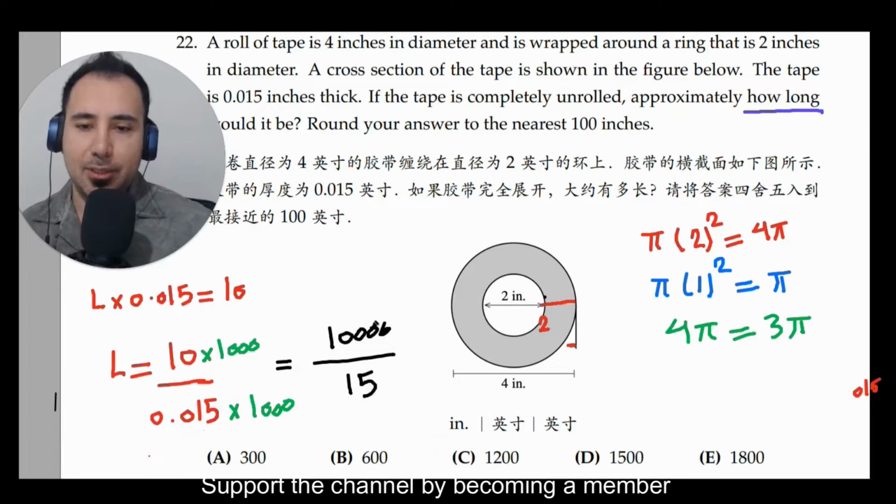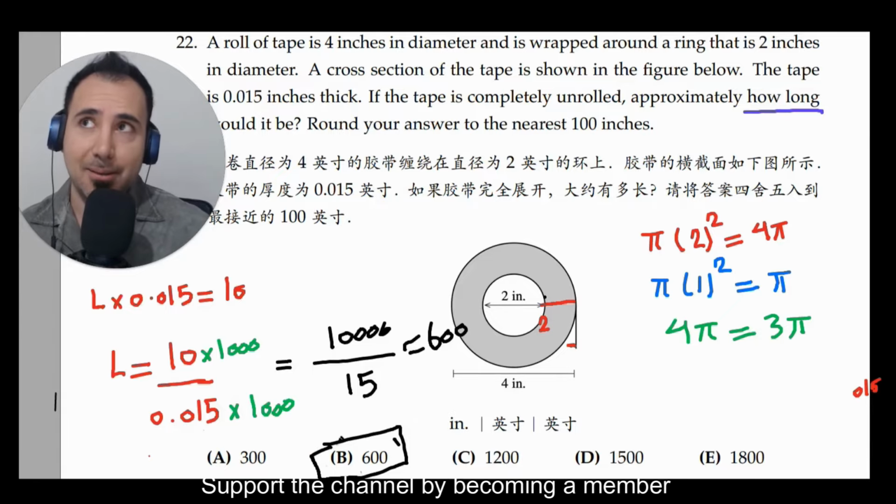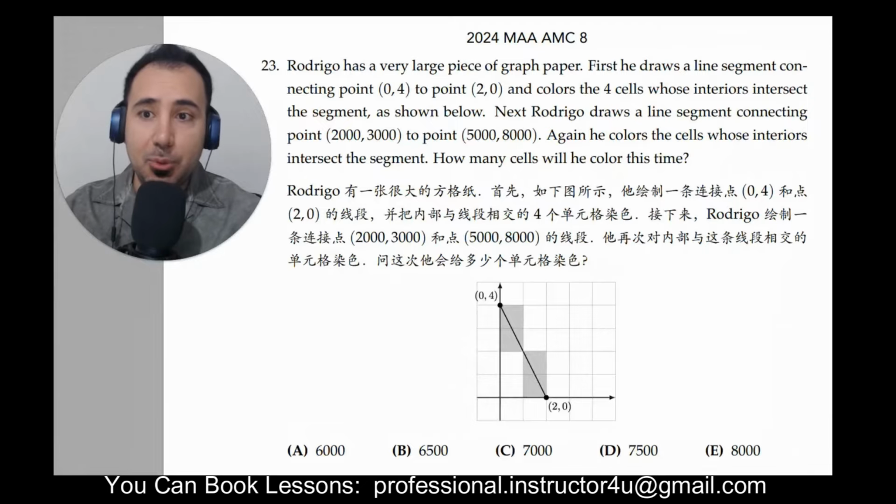So what is 10,000 divided by 15 approximately? The closest value to it will be 600. So the answer to the problem is 600. So this one, I would say it's mostly about problem solving and how you could really understand what's going on. The rest, finding the area and doing this division, is not really that difficult. Problem 23 could potentially take a lot of time, especially in the test. If you're a little stressed, that's what will happen. But still, we could do things to be able to do this question rather quickly.